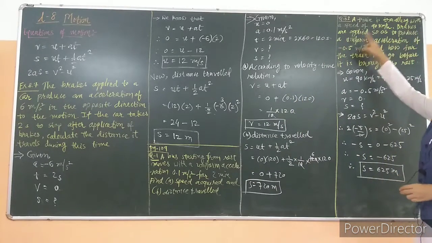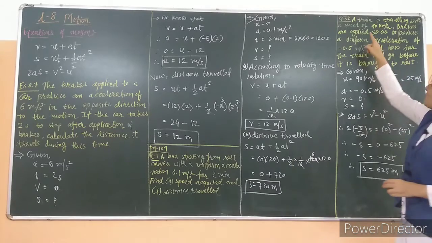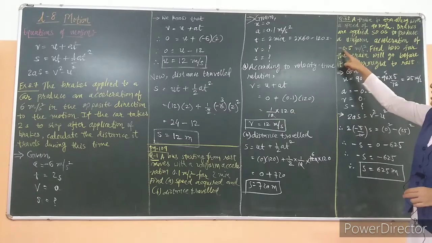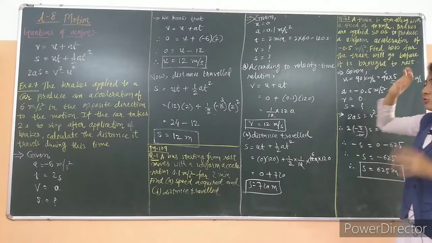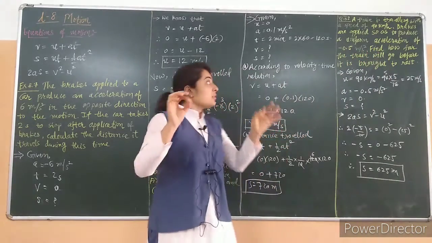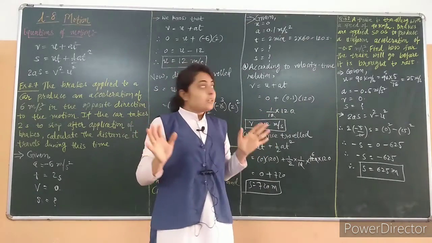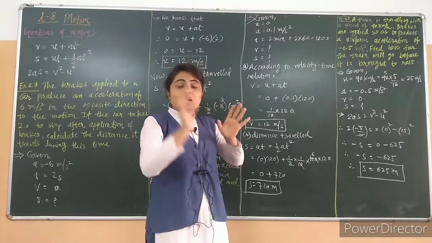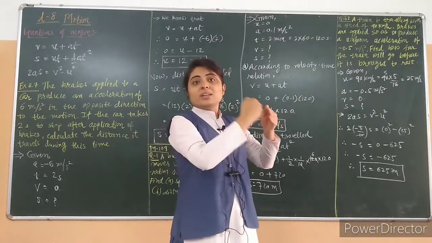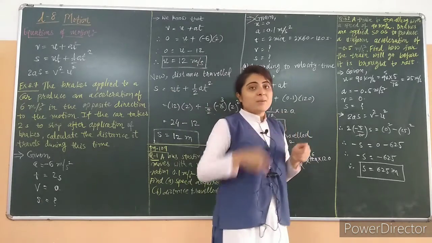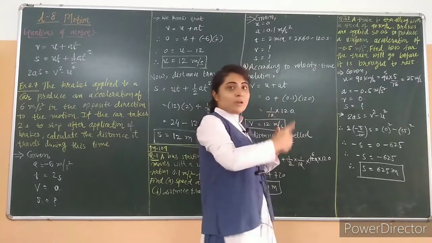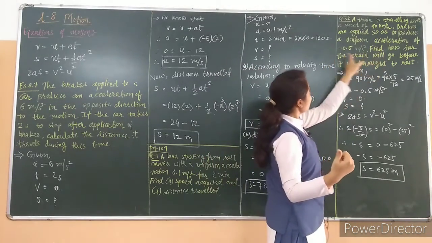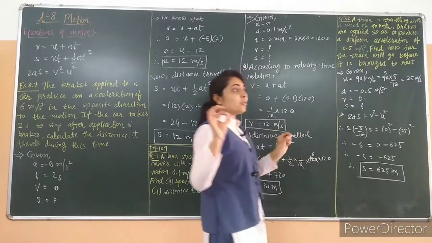A train is traveling with a speed of 90 km per hour. Brakes are applied so as to produce a uniform acceleration of minus 0.5 meter per second square. So let us understand the problem. The train is traveling with a speed of 90 km per hour. It means that is its initial velocity. When you observe, the train is traveling at 90 km per hour, and then brakes are applied. Now the brakes are applied, so its velocity decreases. That means acceleration will be in the opposite direction. So it is given uniform acceleration of minus 0.5 meter per second square.